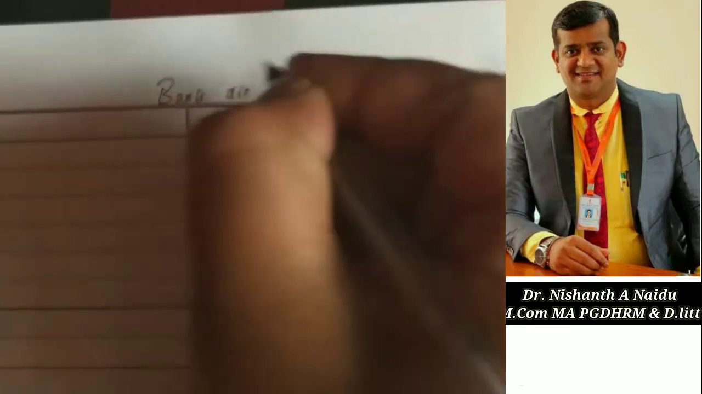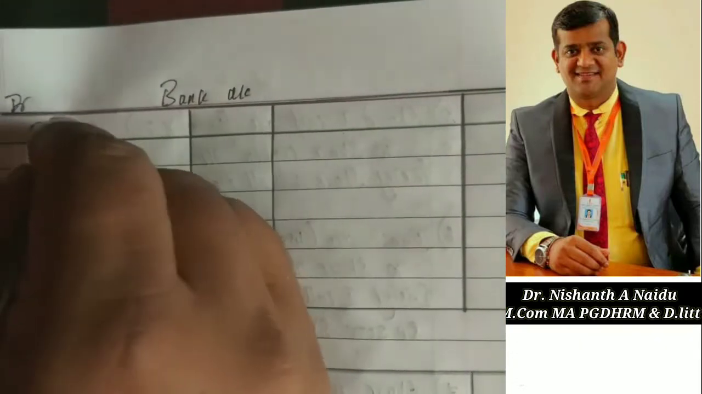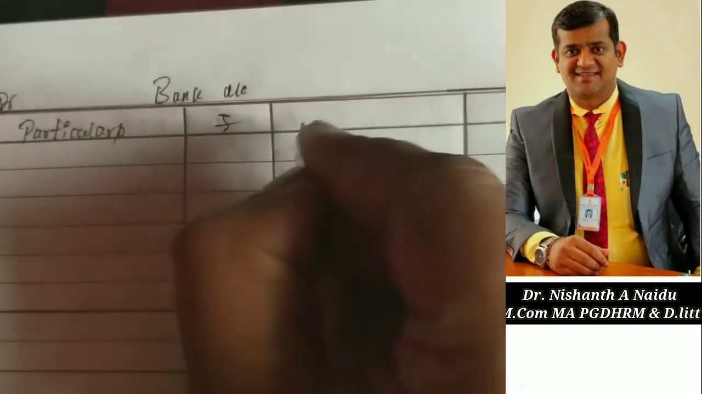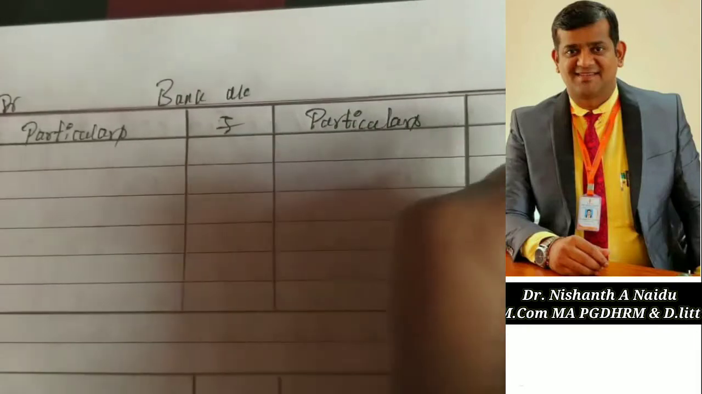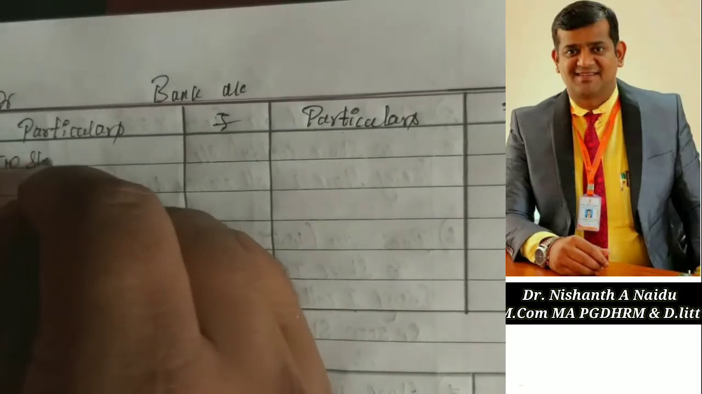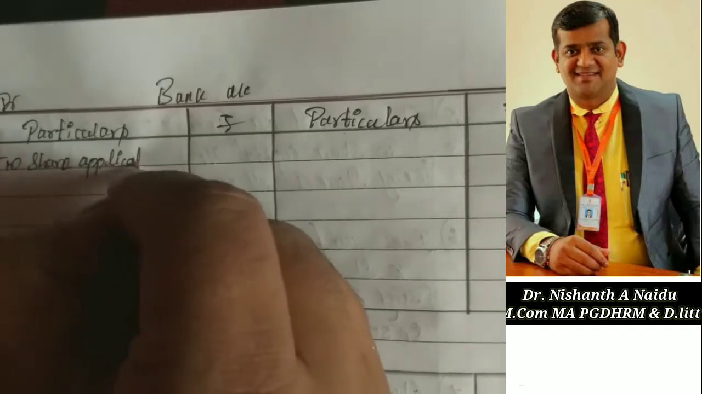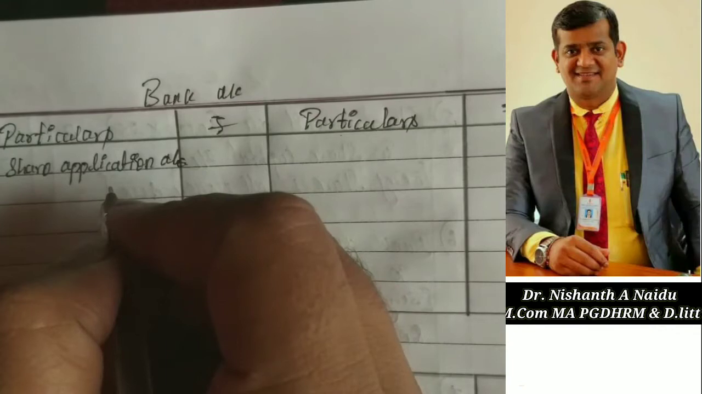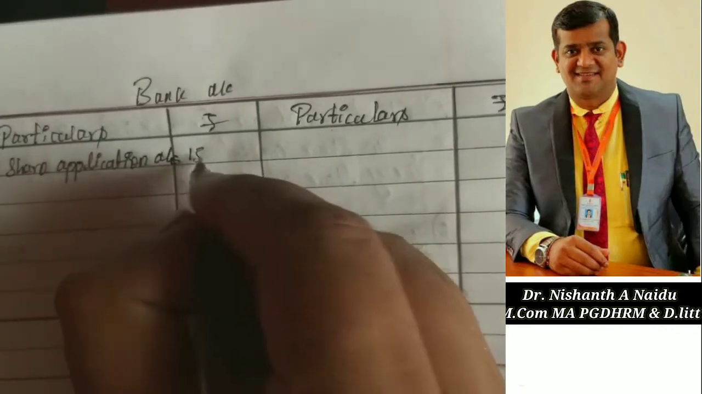Bank account, debit, credit, particulars, rupees, particulars, rupees. So to share application account, how much money we have received on application, share application account, that is the first journal entry, 15 lakh rupees.